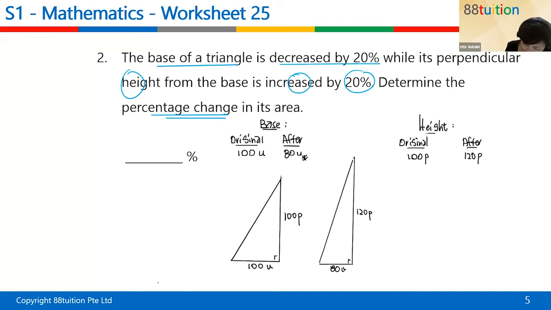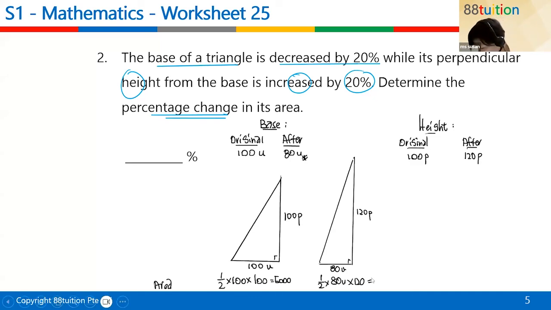We find this area as half multiplied by base and multiplied by height. The original we just give 100 by 100, so can I say this is about 5,000 unit square? The new one will be half, 80 unit multiplied by 120 unit. Then you will get 4,800. I did reduce them to the simplest form. In fact, if you reduce it to the simplest form, things can also be done.